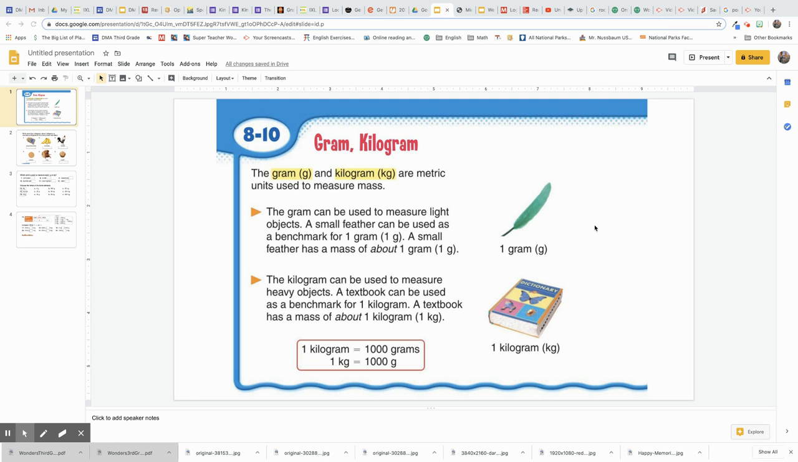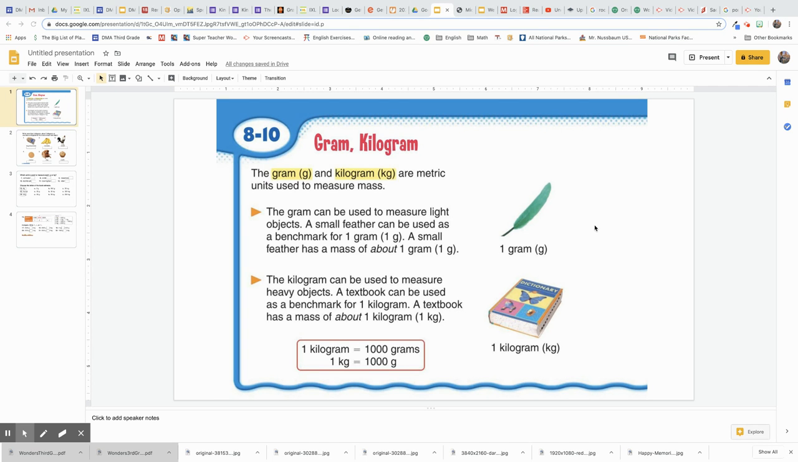So if we look at this page from our math book, the gram is used to measure light objects. A small feather, for example, can be used as a benchmark for 1 gram. So a small feather has a mass of about 1 gram. Something else that you could use is a paper clip. A small paper clip weighs or has the mass of about 1 gram.